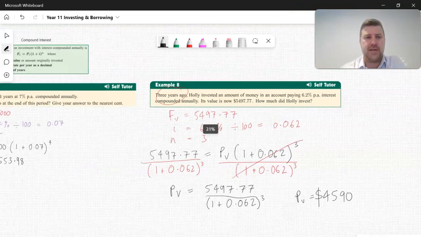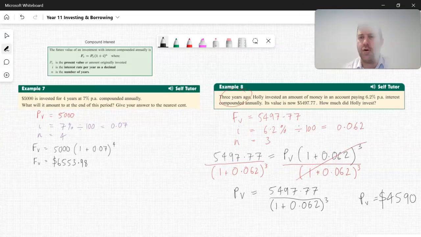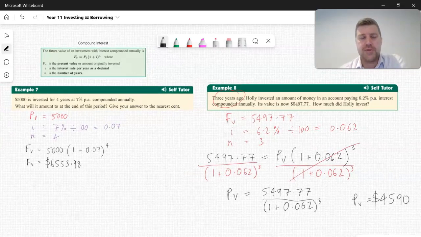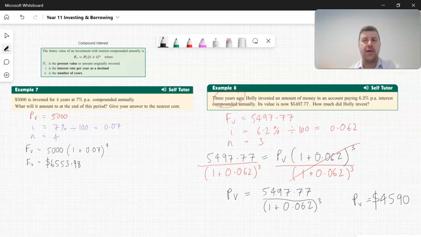Again, just 2 basic examples on how to calculate compound interest when that interest is compounded annually. The next video I'll do is, again, compound interest, but when that interest is compounded at a different rate, like I said, monthly, quarterly, etc.